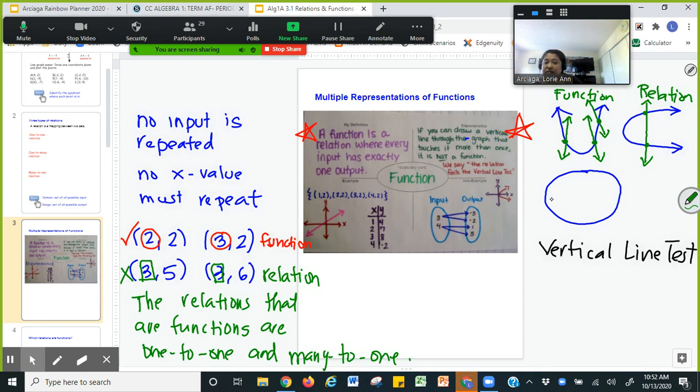Now, in case of the circle, again, just one violation ruins it for everything. So you don't have to make a lot of lines. If you can find just one line that crosses your circle 2 times, then this automatically will not become a function. It will just become a relation.